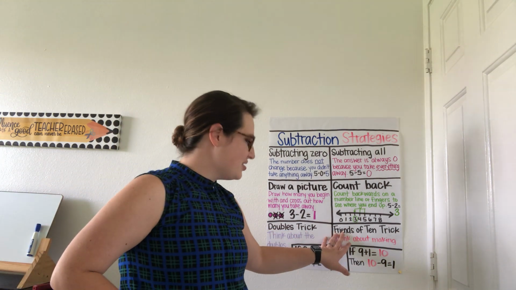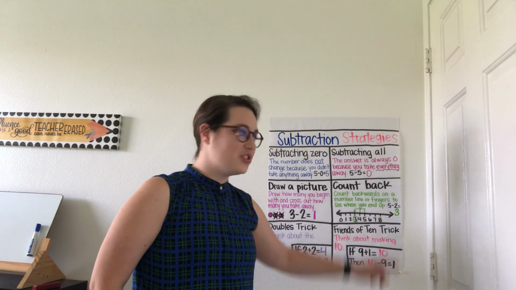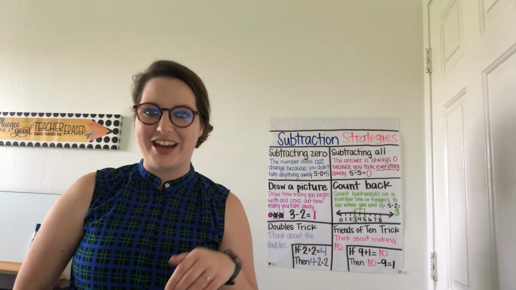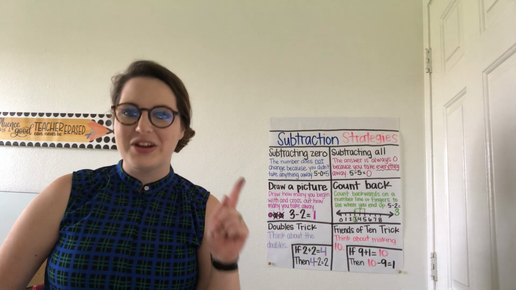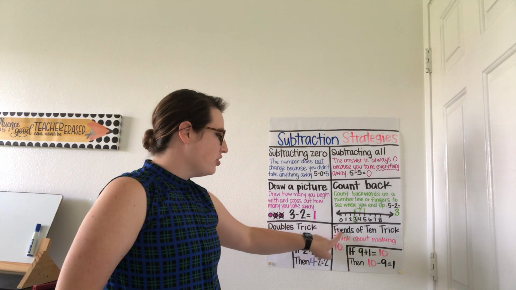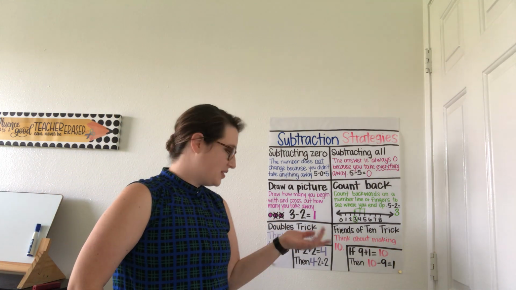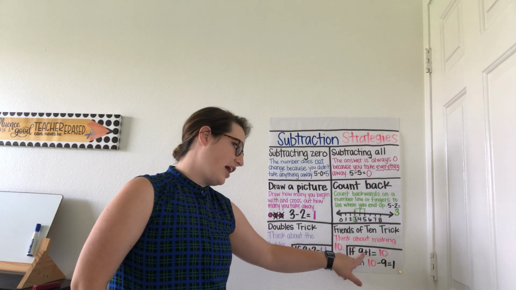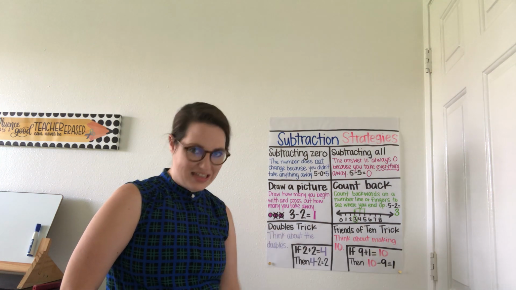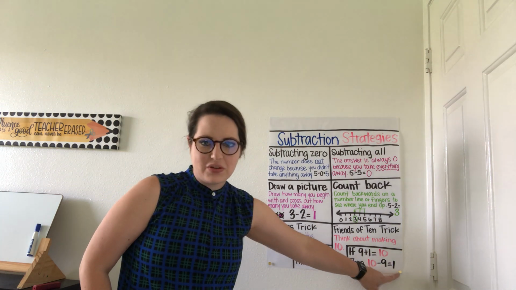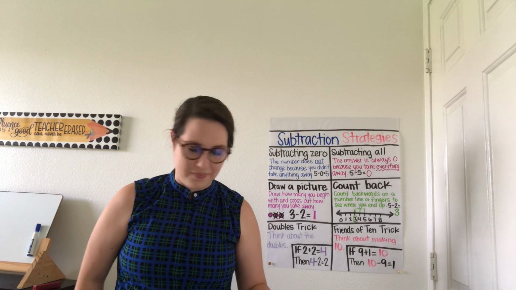Okay, you can also think about your friends of 10 trick. Your friends of 10 are something that we covered in our addition video, which I can link in the description below as well. Your friends of 10 trick works because you think about making 10. If 9 plus 1 equals 10, then 10 minus 9 is going to leave you with 1.